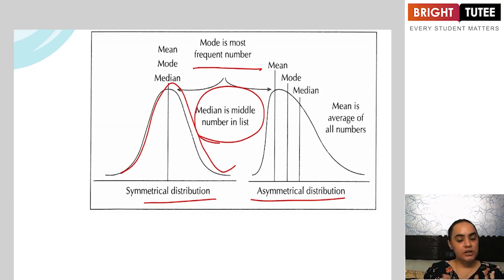Okay? So dear students, this is what a measure of central tendency is. And what are the characteristics of central tendency? We've learned that as well.